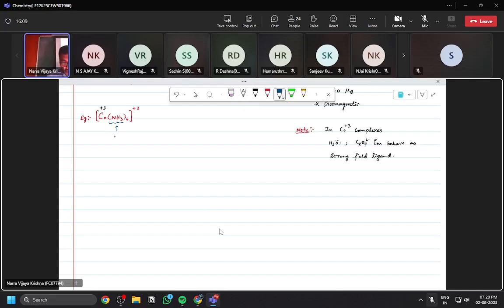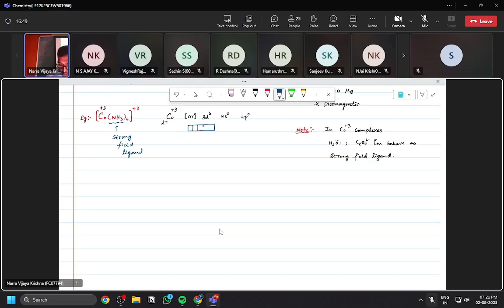Now here, what is ammonia? Obviously, strong field ligand. If it is strong field ligand, what should happen? So what is the atomic number of cobalt? 27. Means 4s2 3d7, plus 3 state means 4s0 3d6. Correct? So argon 3d6, 4s0, 4p0.